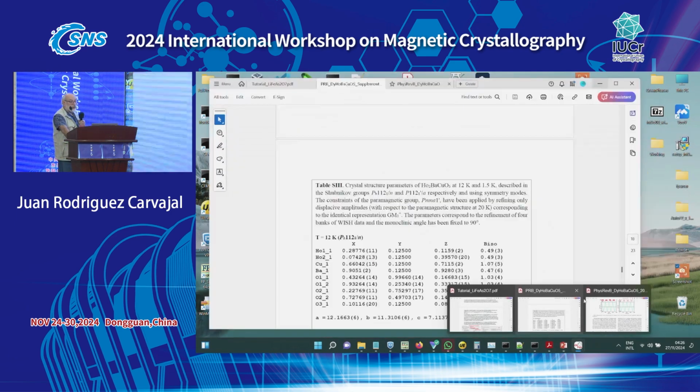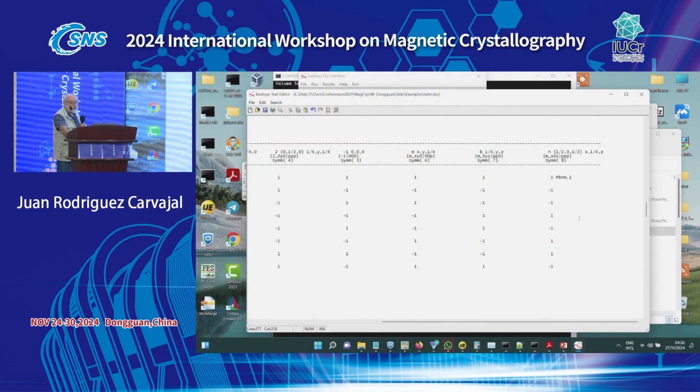PBNM.1 is a colorless group, but it's a magnetic group because we are considering it here. Here is nothing which is magnetic. The representations are the same. The only thing in this context that we can attribute to this space group is the second representation.